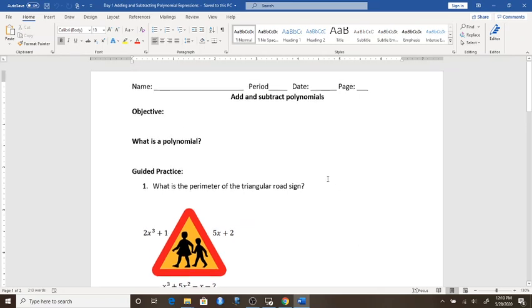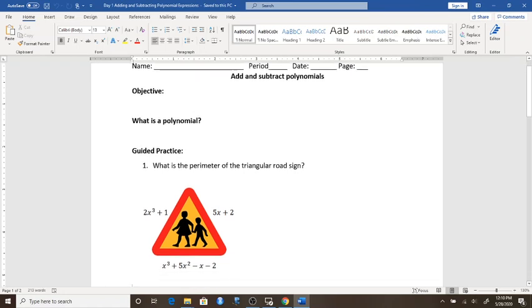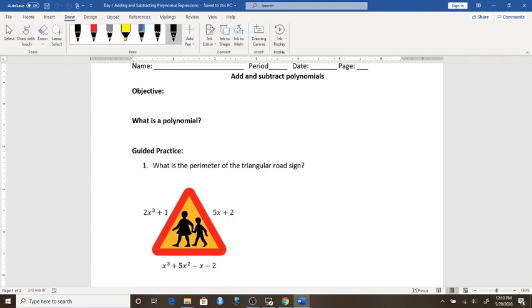Alright, so this first lesson is about adding and subtracting polynomial expressions. So I'm going to start to write down the objectives, and then I'm going to work some problems on this worksheet, and then I'm going to ask you to complete the rest and take a picture of what you did and then submit this picture on Schoology for a grade, and this needs to be done today.